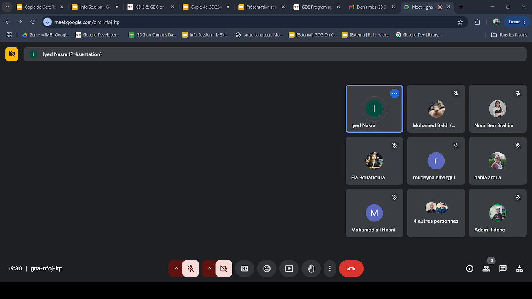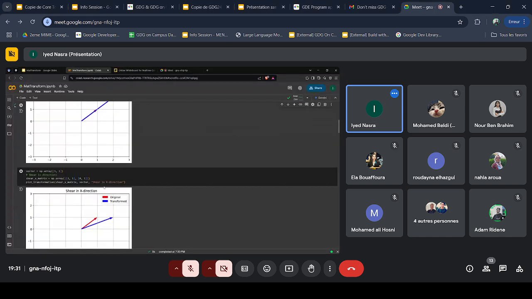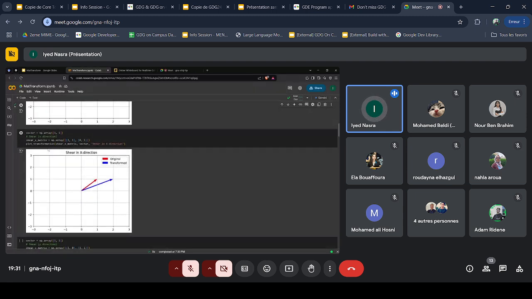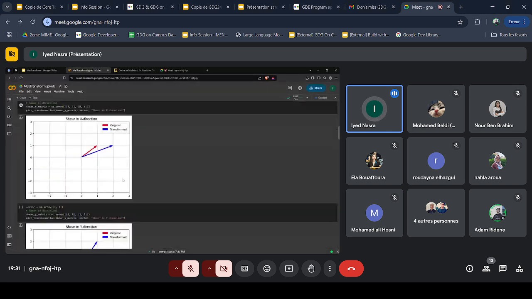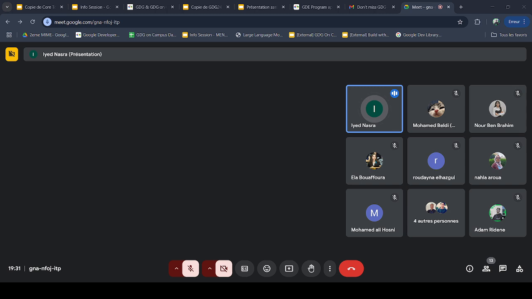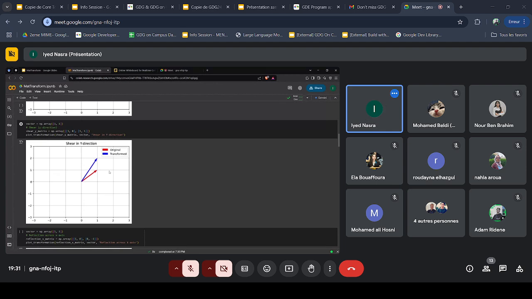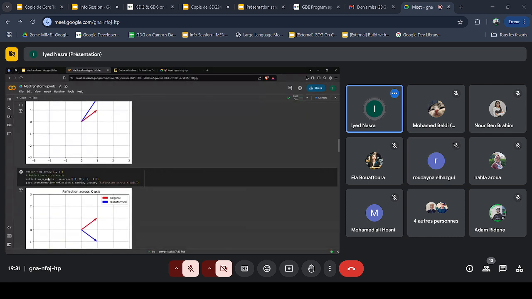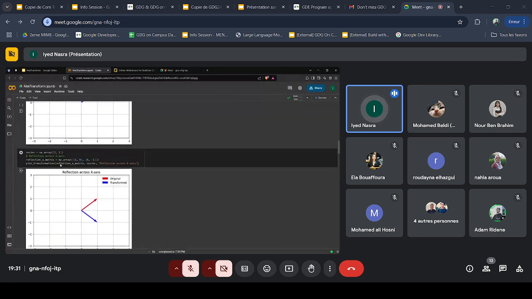The next example is the shear transformation. And this is the x shear, the x direction shear. What it does is that it makes the vector go further in the x coordinate. The opposite is the y direction shear, and what it does is that it makes the vector go higher up on the y coordinate. Another example is reflection. It creates a symmetrical vector along the x-axis.